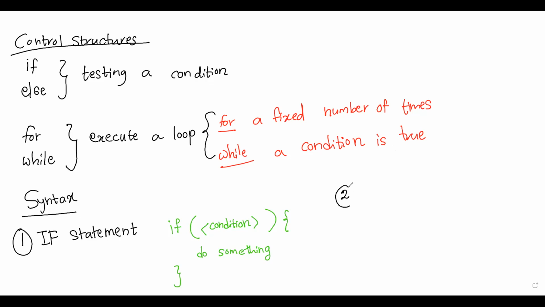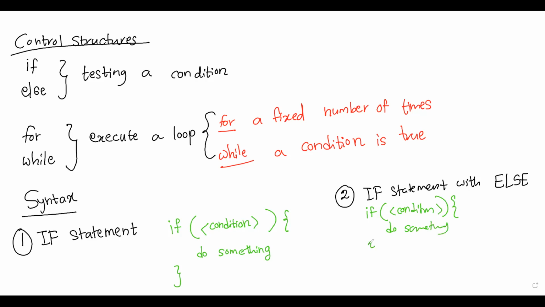So the second one is the if statement with else. So that is basically, you give the condition here, open the bracket, you do something and close the bracket. If this is not happening, you can do something else. So you write the word else here, do something else, and close the bracket. We'll write functions for these.